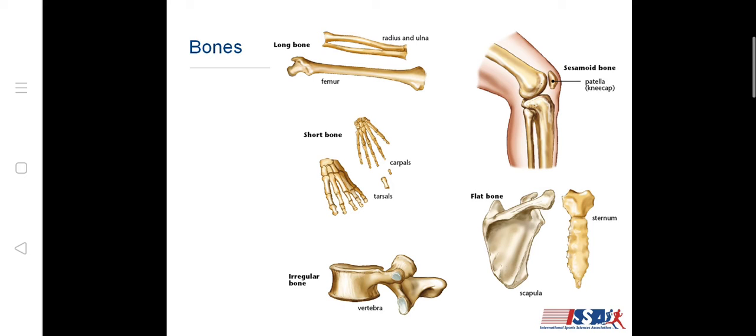Sesamoid bones provide protection as well as improve mechanical advantage of musculotendinous units, such as the knee, and include the patella and the flexor tendons of the toe and thumb. Irregular bones serve a variety of purposes in the body, and include bones throughout the spine, the vertebrae, as well as the ischium, pubis, and maxilla.